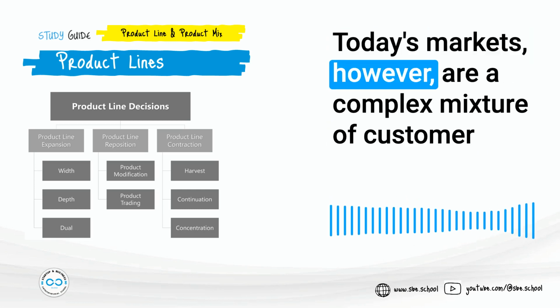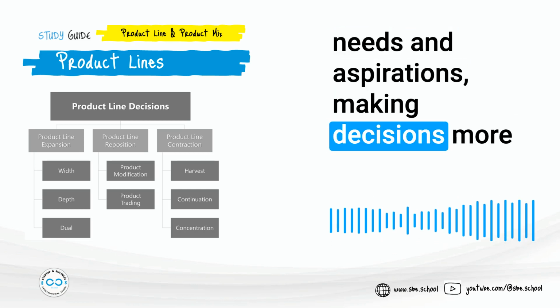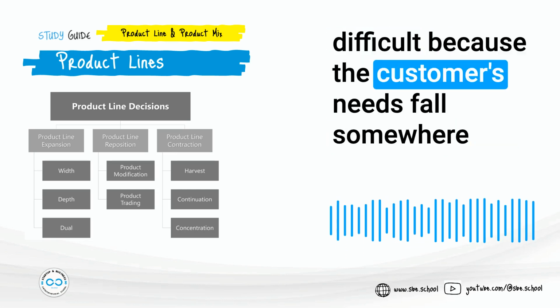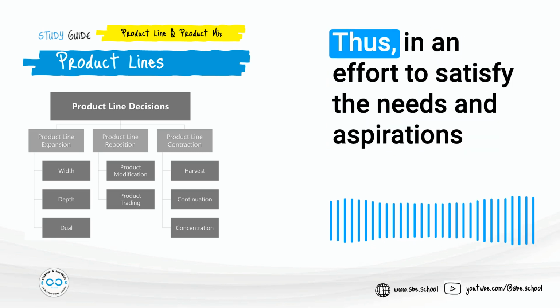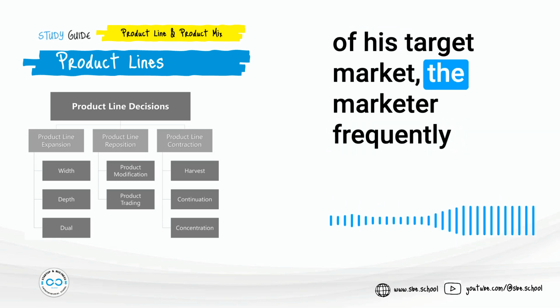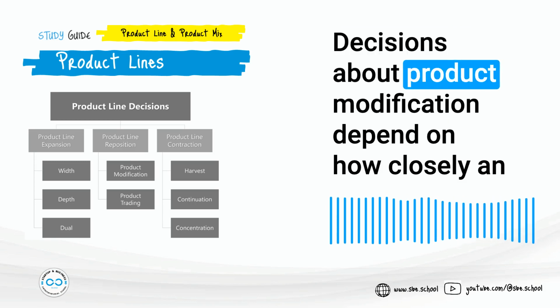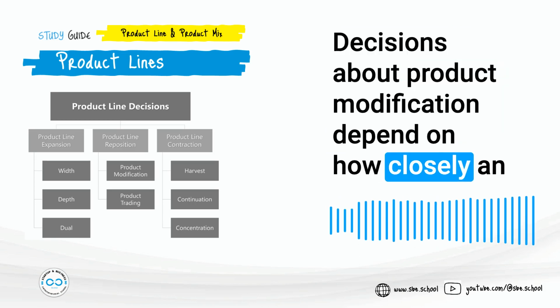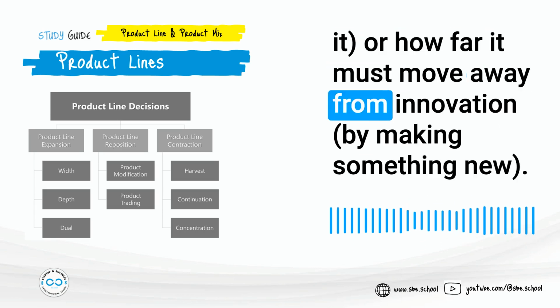Today's markets, however, are a complex mixture of customer needs and aspirations, making decisions more difficult because the customer's needs fall somewhere between his aspirations and his need for a product. Thus, in an effort to satisfy the needs and aspirations of his target market, the marketer frequently launches a number of products. Decisions about product modification depend on how closely an organization must adhere to a standard product or how far it must move away from innovation.